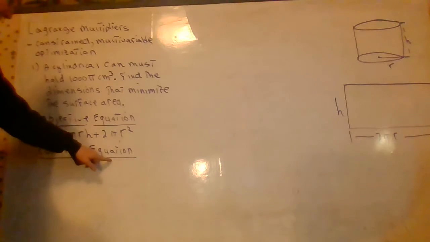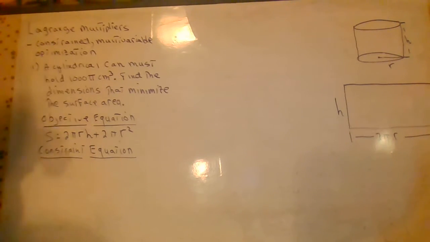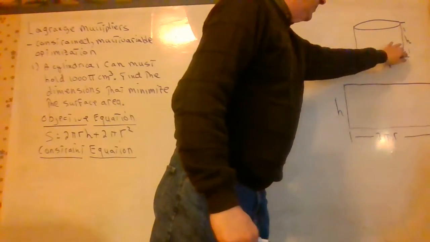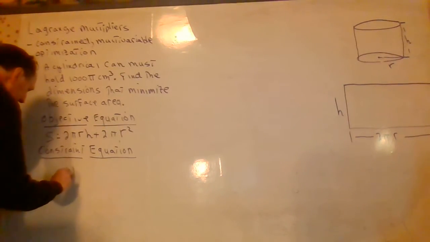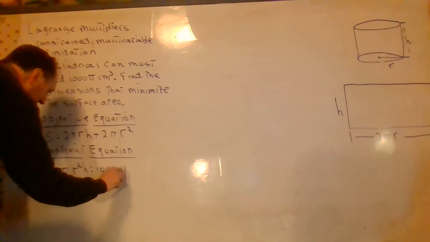Now the constraint equation, well, we're constrained by 1,000 pi cubic centimeters for the volume. So the volume of a can is the area of the base times height, pi r squared times height, is equal to 1,000 pi.